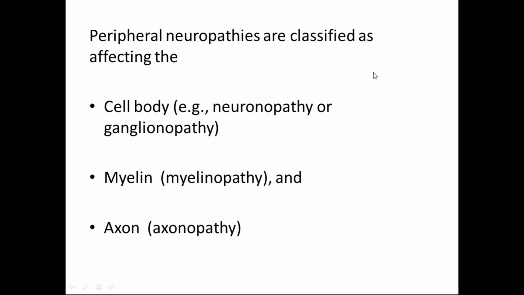Peripheral neuropathies are classified into mainly three types based on the part which is affected. If the cell body is affected, it is called neuronopathy or ganglionopathy. If the myelin is affected, it is called myelinopathy, and axonopathy if the axon is affected. In peripheral nerves, there is a root from which the spinal cord originates, also called the radicle. If it is affected, it is called radiculopathy.